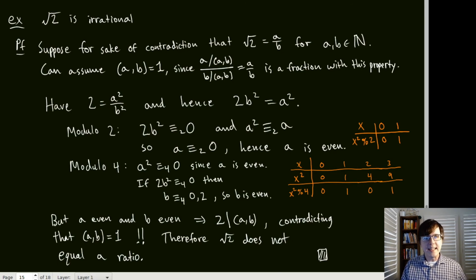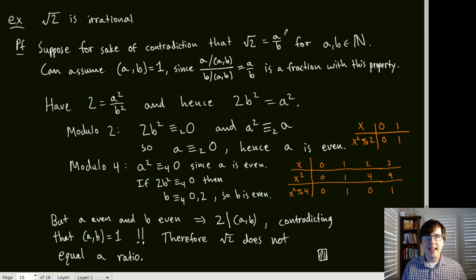Now let's look at a neat application of modular arithmetic. It's not strictly necessary to use modular arithmetic for this, but it's a good experience for us to go through and try it. And that is to show that the square root of 2 is irrational, so it's not equal to any ratio. Starting off like the usual proof, which you might have seen before, we suppose for sake of contradiction that the square root of 2 is in fact equal to a ratio.